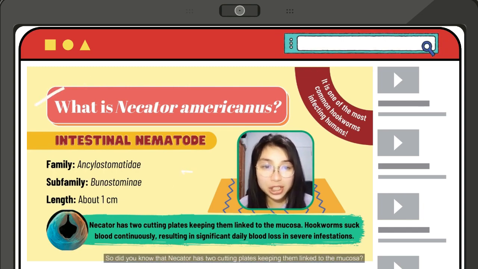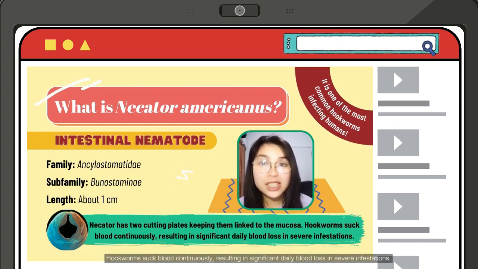So, did you know that Necator has 2 cutting plates keeping them linked to the mucosa? Hookworms suck blood continuously, resulting in significant daily blood loss in severe infestations.